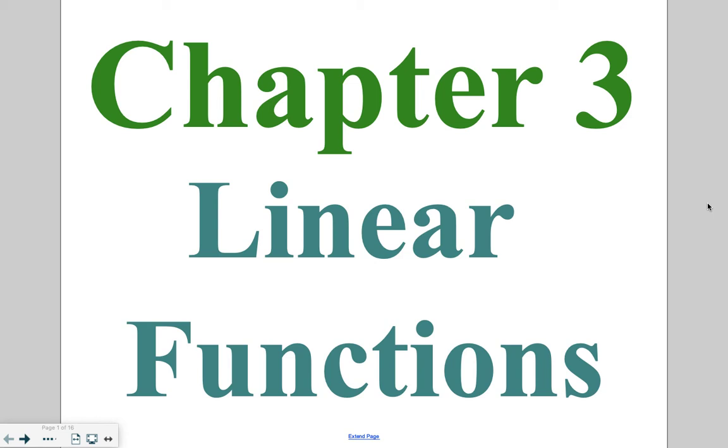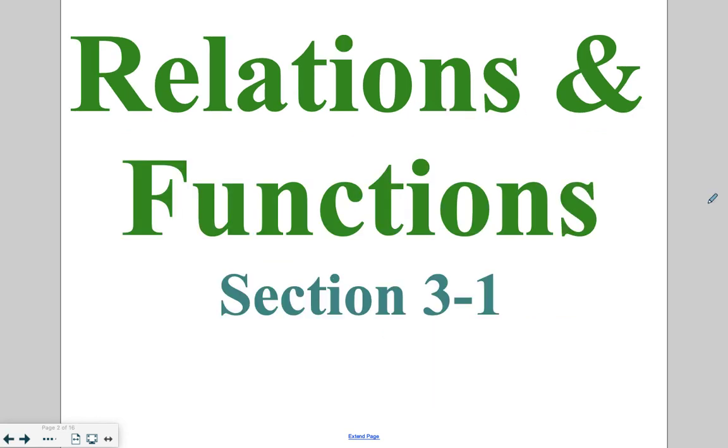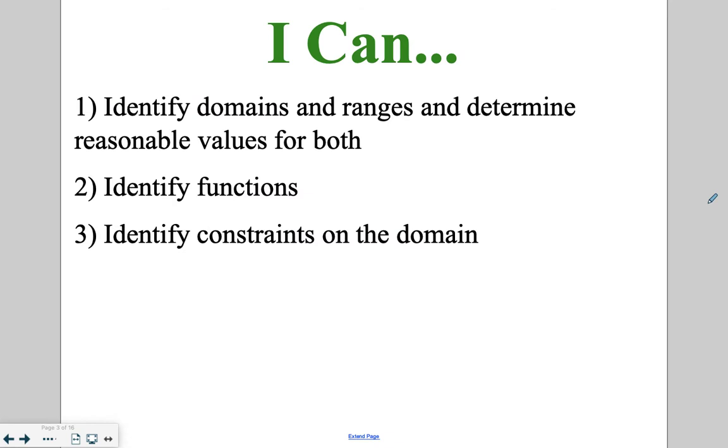Hello class, and welcome to Chapter 3, which is about linear functions. Our first lesson, 3.1, is going to be about relations and functions. By the end of today's lesson, you will be able to identify domain and ranges and think about reasonable values for those, identify functions, and identify constraints on the domain.